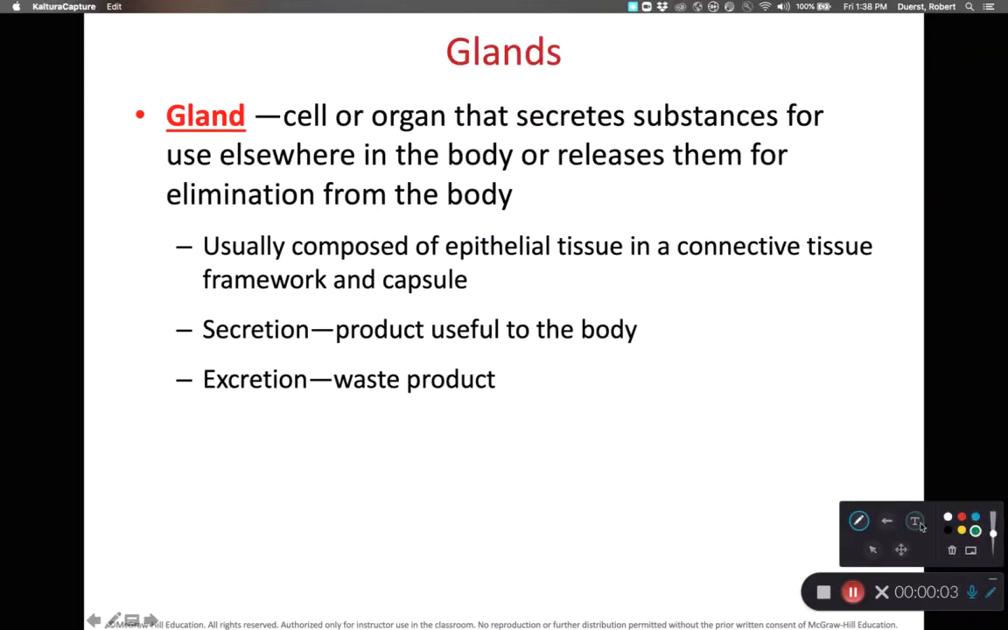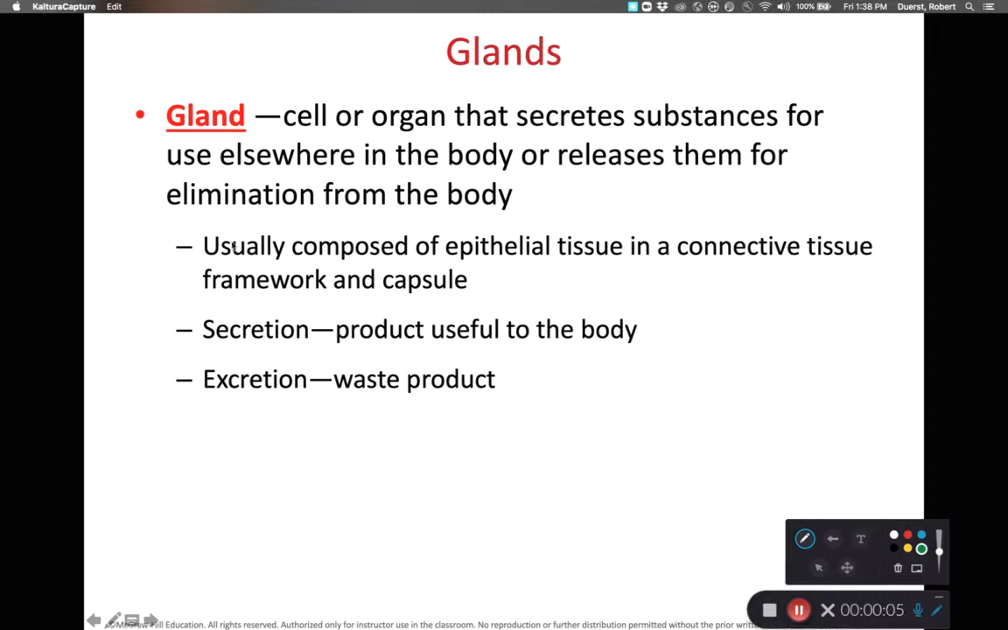Hi class, in this recording we will be focusing on glandular secretions. When we think of a gland, it is anything, a cell or an organ, that secretes a substance. That substance can be used in the body or can be released from the body. Another term for being released from the body is elimination.